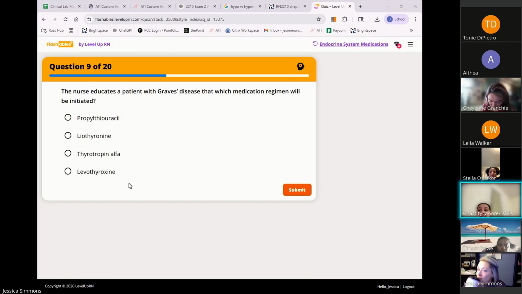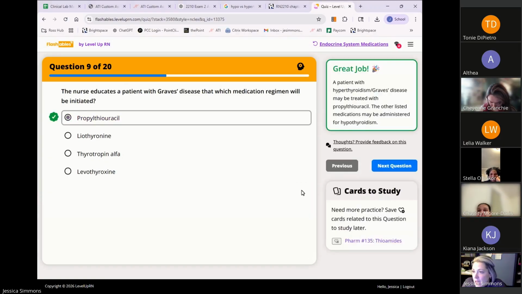I'm stuck between A and C. Okay, that's a good place to be stuck in between. The first one, I'm going to say A. I think A. This drug is normally referred to as PTU, propylthiouracil. It's called PTU because people don't like to say the name.